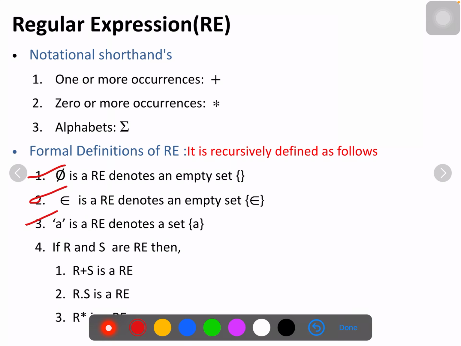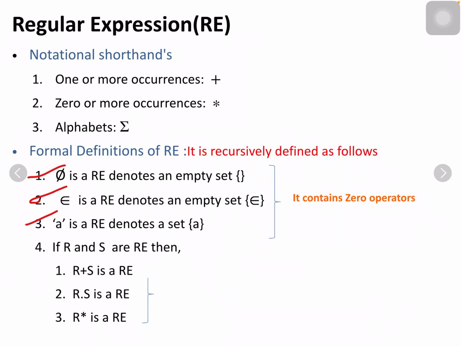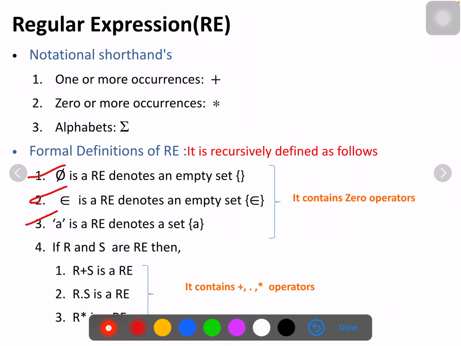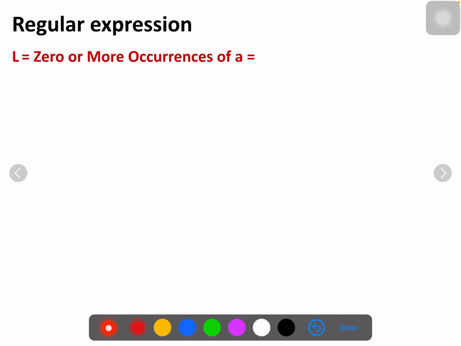In the other definition, if R and S are REs, then R plus S is also a RE, R dot S is also a RE, and R star is also a RE. Here there are 3 operators. As I told you, the first 1, 2, 3 have no operator at all, and then rule 4 contains 3 operators. What are the 3 operators? Plus, dot, and star operators.